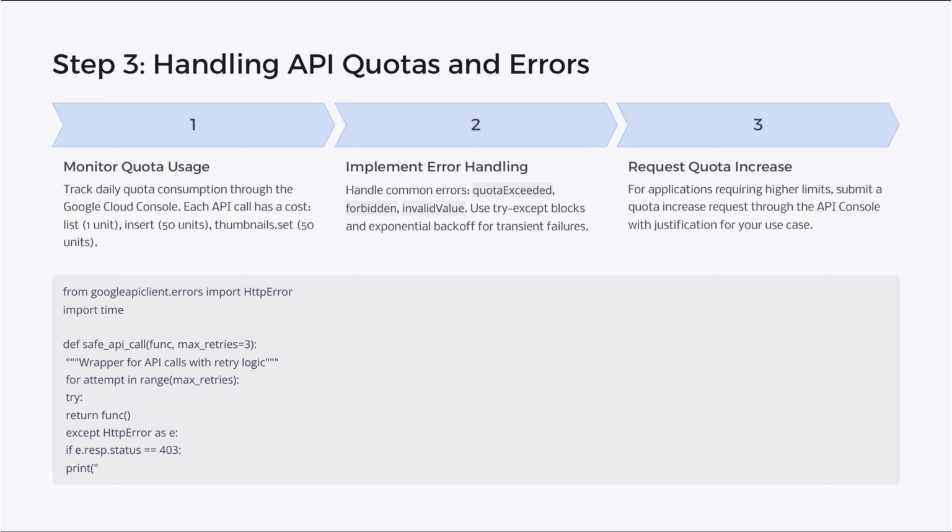Monitor your API quota usage via the Google Cloud Console, noting costs per call. Implement robust error handling for issues like quota exceeded using try except blocks and exponential backoff. If higher limits are needed, request a quota increase with a clear justification through the API console.